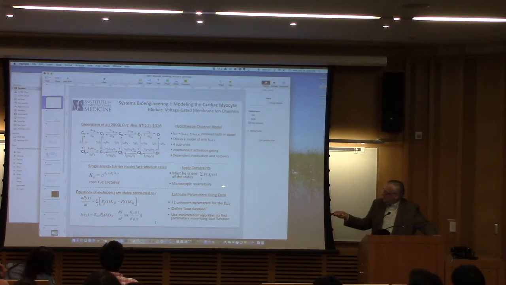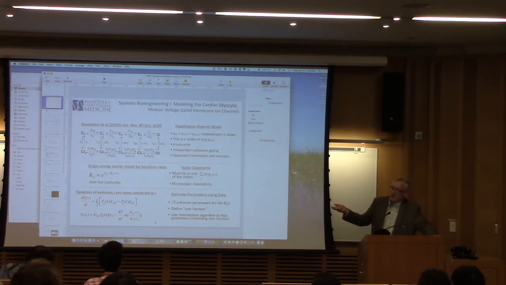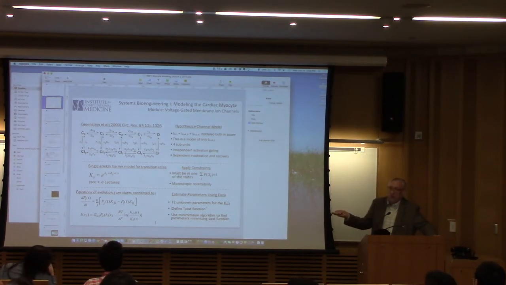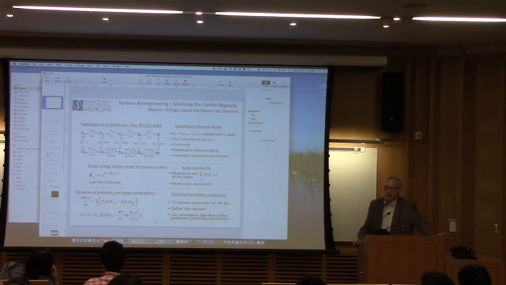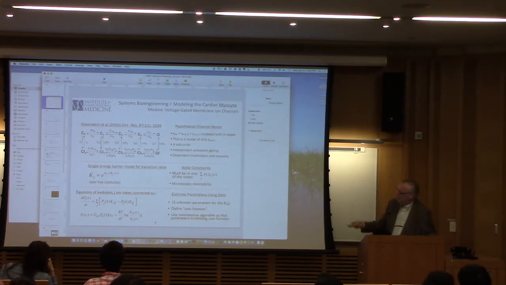And I did not mention a constraint on this, microscopic reversibility. There is an additional constraint that says in this model a channel must be in one of these 10 states, and so these occupancy probabilities always sum to 1, and therefore we don't need to numerically integrate all 10 of these equations. We can integrate 9 of them, and the final unknown occupancy probability is just 1 minus the sum of the other occupancy probabilities. So that is a constraint.